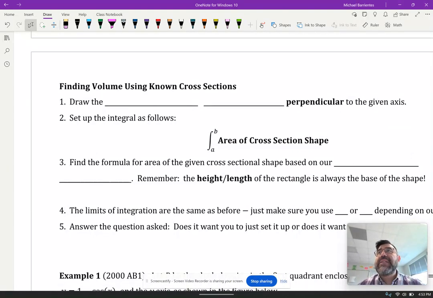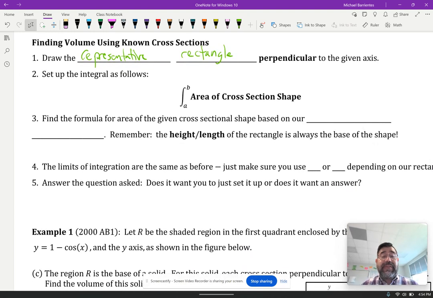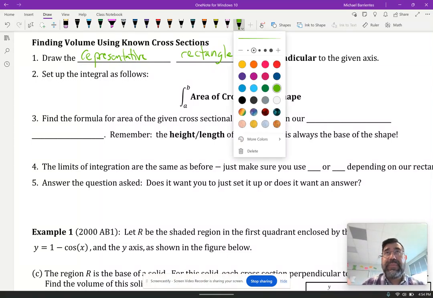Okay, let's see. So the first thing we're going to do is draw the representative rectangle perpendicular to the given axis. So they're going to tell us perpendicular to the x-axis, perpendicular to the y-axis. Drawing this is going to help us think about how we're going to orient it, what kind of limits we need. We're going to set up the integral as follows. We're going to go from the integral from a to b, but remembering a and b could be x values if it's perpendicular to the x-axis, or a and b could be y values if it's perpendicular to the y-axis. And we're going to take the integral of the area of a cross-sectional shape. We're going to find the formula for the area of the given cross-sectional shape based on our representative rectangle.